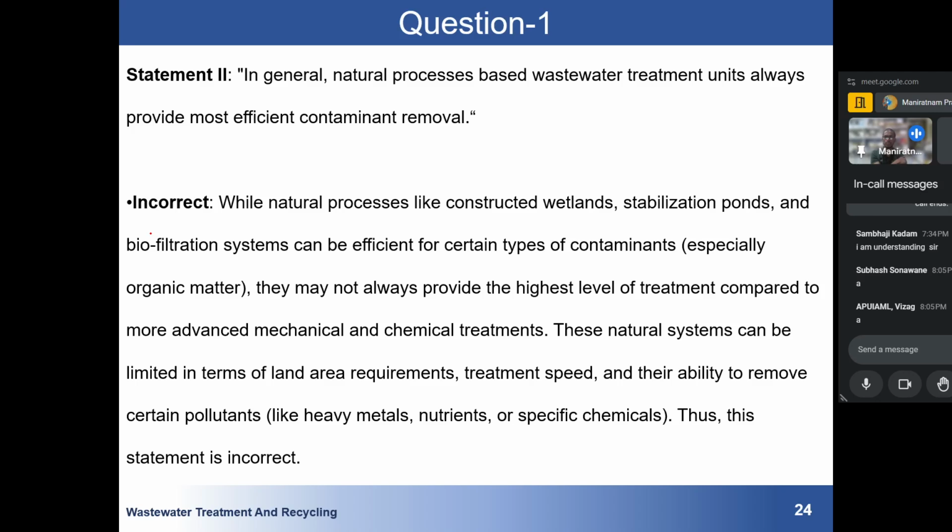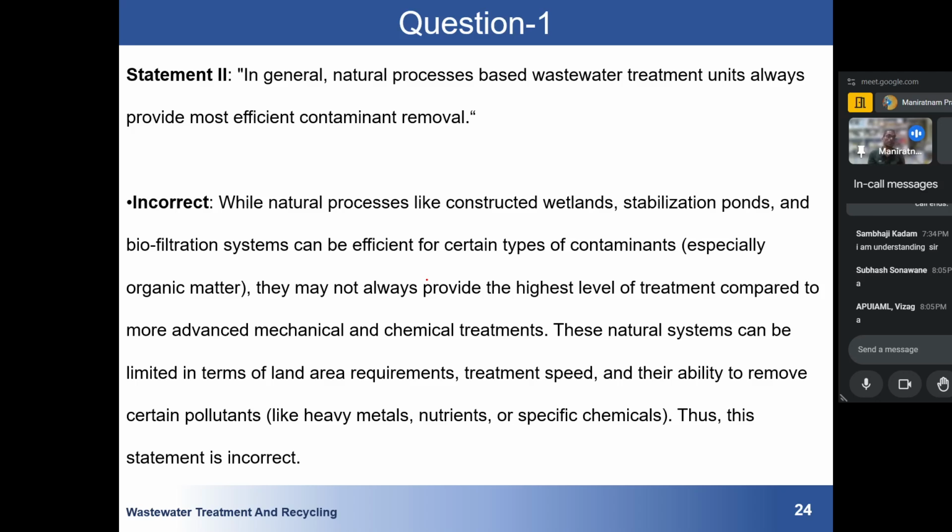This statement is incorrect because most of the treatment units are engineered, meaning man-made, while natural processes like constructed wetland, stabilization pond, and biofilter are efficient for certain types of contaminants, but may not provide the highest level of treatment compared to more advanced and mechanical treatment. These natural systems can be limited in terms of land area requirement, treatment speed, and their ability to remove certain pollutants. Thus, this statement is incorrect.